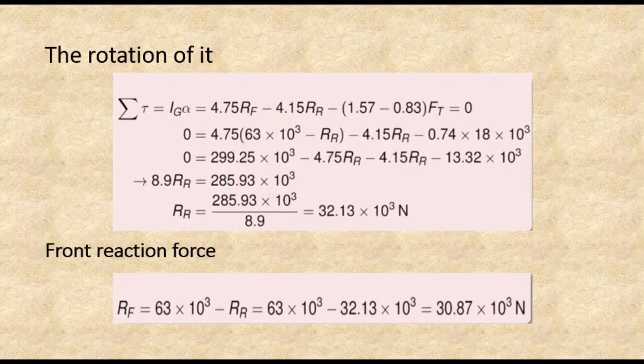Now that we know the value of the reaction force at the rear wheels, the only unknown is the reaction force at the front wheel. So we can substitute the known value for the reaction force at the rear wheel and solve for the reaction force at the front wheel, and we get a value of 30.87 kilonewtons.